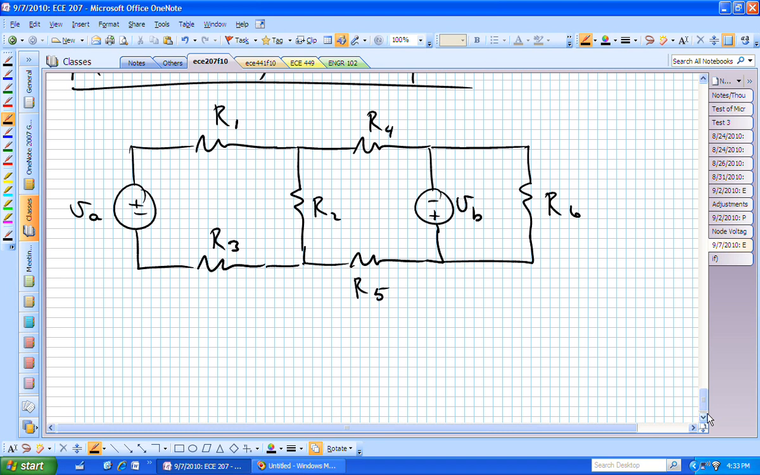If you had to identify nodes, how many nodes would you have? 6. So that would be a 6 by 6 matrix that you would have to invert to find those, well, I'm sorry, 6 nodes. One of those you would pick as a reference. You would have 5 node voltages.